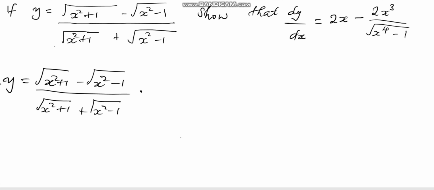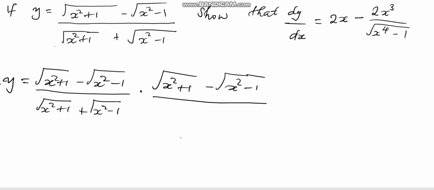So here, the conjugate is simply the root of x squared plus 1 minus the root of x squared minus 1. So this is going to be divided by, down here we have the root of x squared plus 1 minus the root of x squared minus 1. Okay, let me just scroll down a bit.